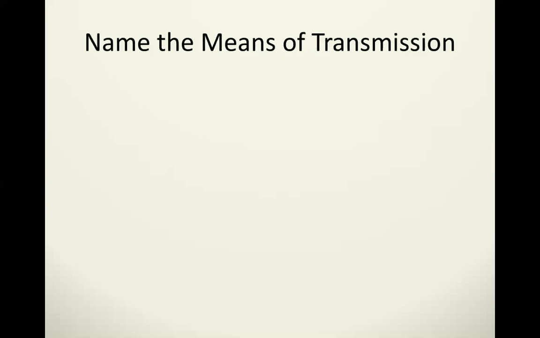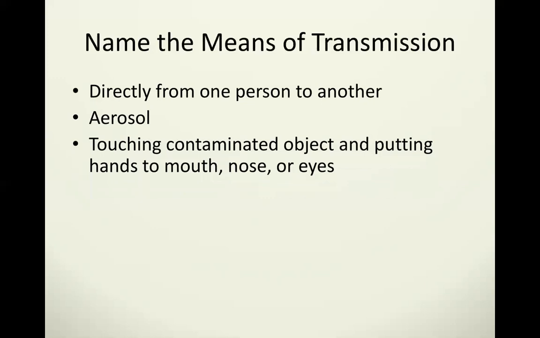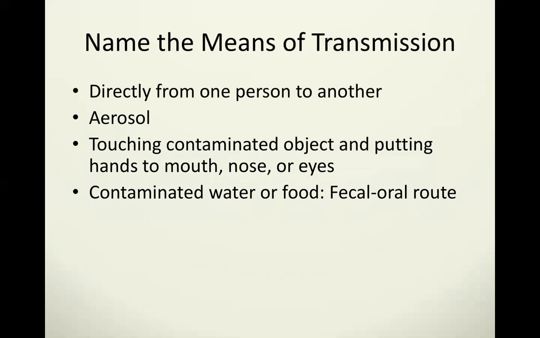So one of the big things is that you need to know the means of transmission. People can either pass a disease person to person, by aerosol that's in the air, by touching a contaminated object, putting hands to mouth, nose, or eyes, or through contaminated water or food. And one of the big ones is fecal-oral. So someone doesn't wash their hands, they have a little feces still left on their hands. They touch their mouth, and now they've got a fecal-to-oral route. And then this could be passed on to food.